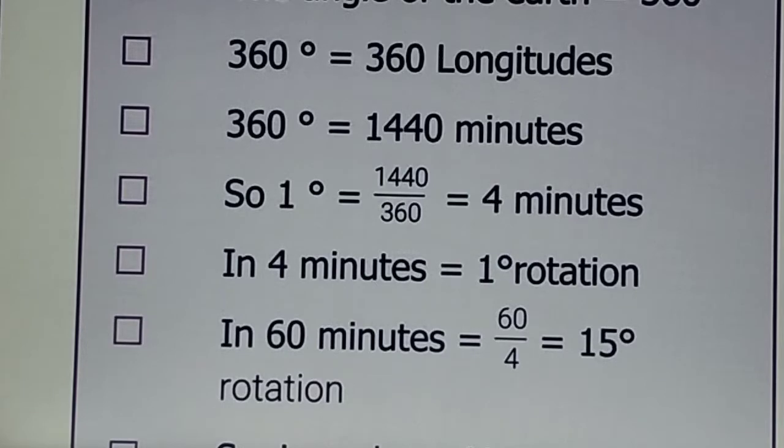In 4 minutes the earth rotates 1 degree. In 60 minutes, 60 by 4, equals 15 degrees of rotation. So in an hour, 60 minutes, the earth rotates 15 degrees.